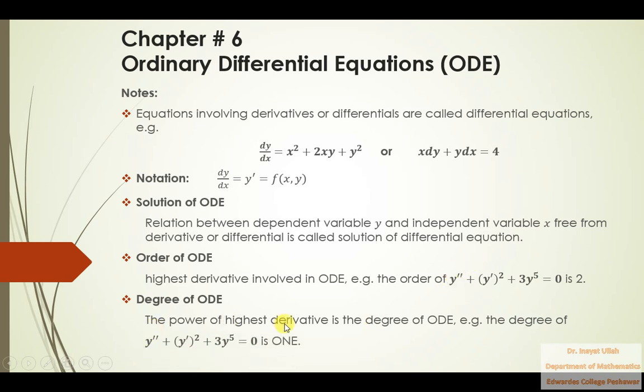So the power of the highest derivative is the degree of a differential equation. For example, in this same differential equation, we see that the maximum derivative is y double prime, and the whole power of this y double prime is 1. So that's why the degree of this differential equation is 1. That is the difference between order and degree.